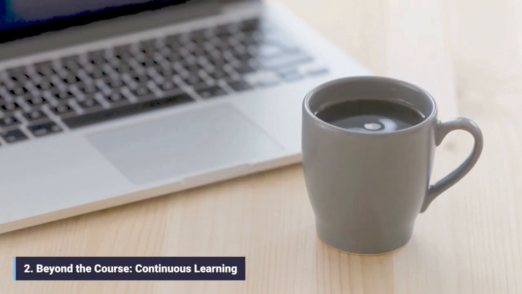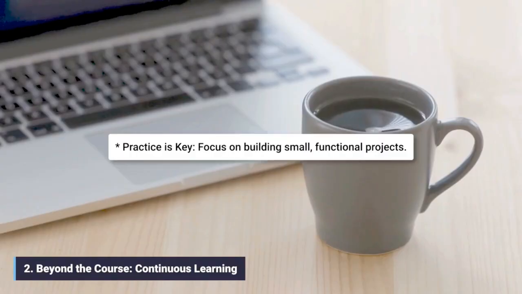2. Beyond the course, continuous learning. The programming world evolves quickly. Your first priority should be to build things. Nothing cements knowledge better than applying it. Create projects, even small ones, that force you to use the libraries we covered, like building a small Streamlit dashboard that fetches data using a Pydantic model.